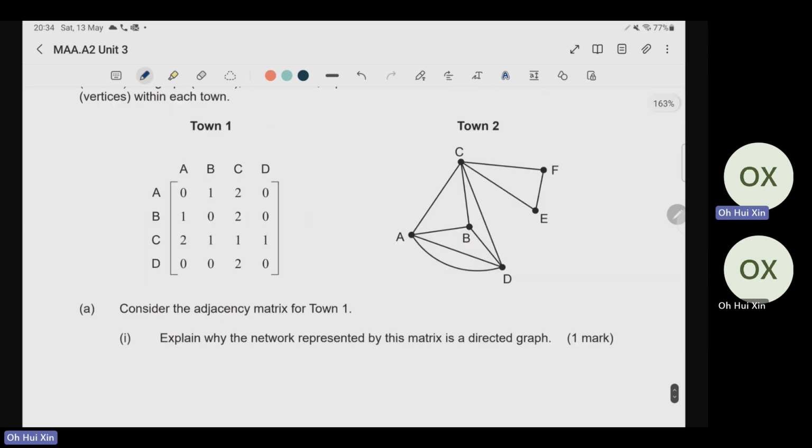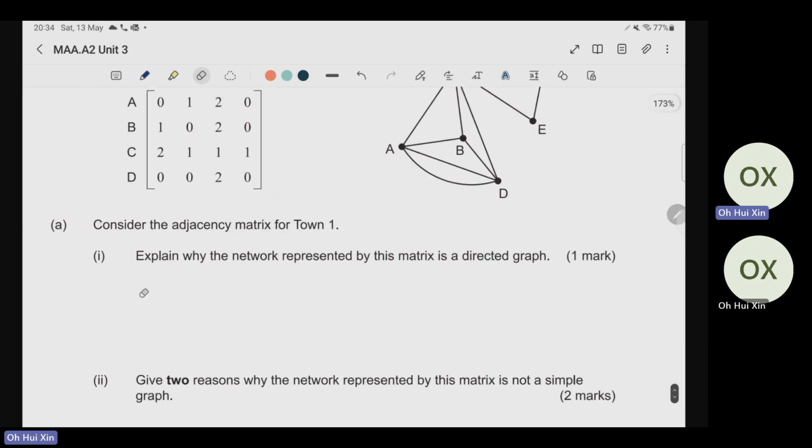Okay, so for part A, consider the adjacency matrix for town 1. Explain why the network represented by this graph is a directed graph. Same thing every time, no matter the situation: if you want to check whether an adjacency matrix tells you that your graph is directed or undirected, you check whether it's symmetrical about the leading diagonal or not. You can see that in this case, these two numbers are different. These two numbers are different as well. So they are not symmetrical about the leading diagonal, and that's how you know that it's a directed graph. So that's why we will write down.